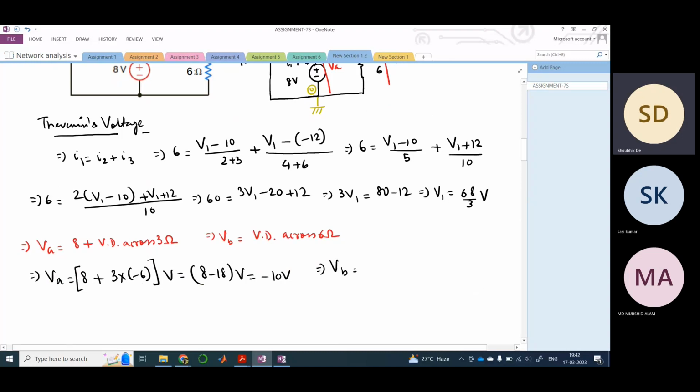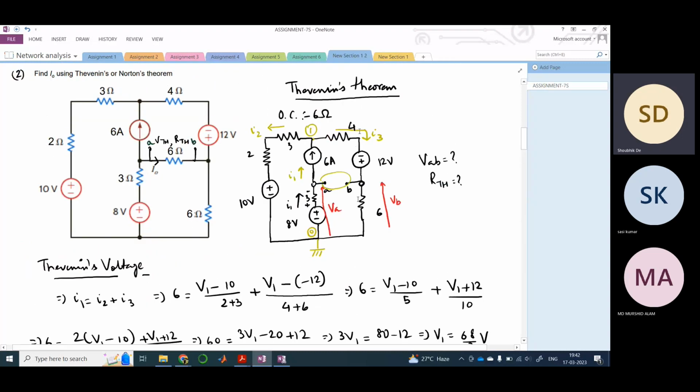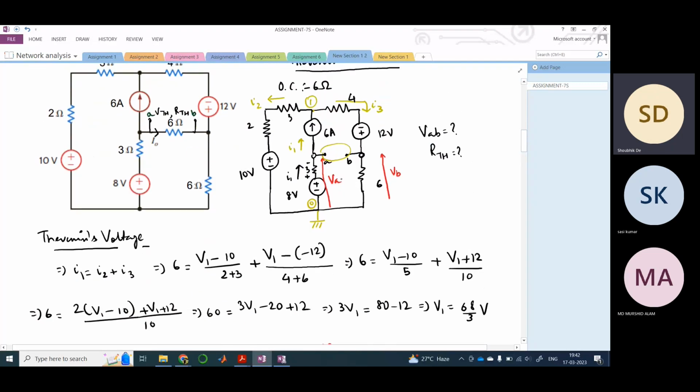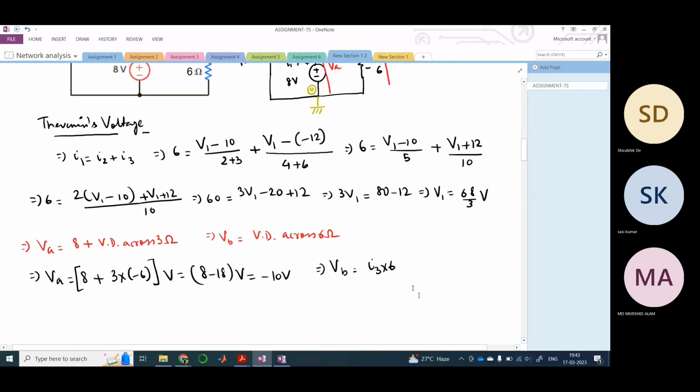And what would be VB? VB would be the current that is flowing through, so I3 into 6, right? Because this is a single node. So I3 into 6, and there would be no minus, because I3 is entering here, and basically this is plus and this is minus, right? So this is with respect to ground we are calculating. So this is VB.